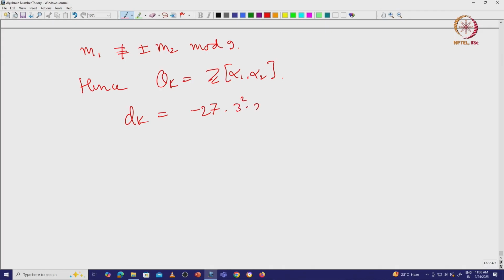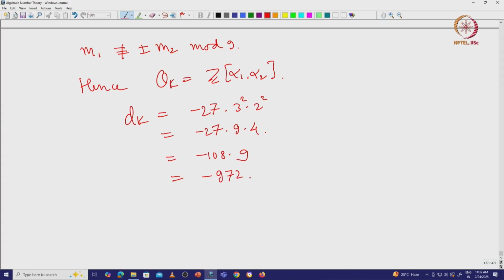and discriminant is minus 27 into 3 square times 2 square, which is minus 27 into 9 into 4, yeah, which is whatever it is. So, 27 into 4 is 108, times 9, which is minus 972, for whatever it is worth.